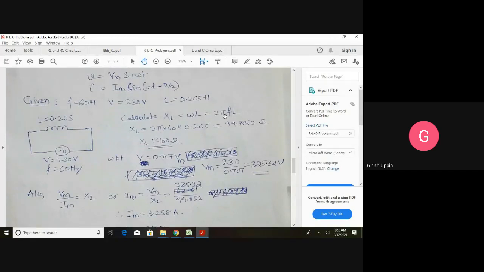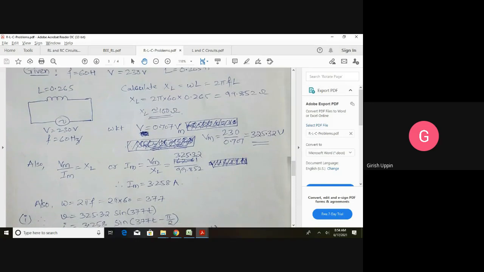The first thing you should do is calculate XL. The moment frequency is given and inductance is given, just calculate XL. And if it is a pure capacitance, calculate XC. That is the first thing you have to do. XL is equal to omega L, 2 pi f L. Therefore, XL is equal to 2 pi into 60 into 0.265. You get 99.85, approximately 100 ohm.